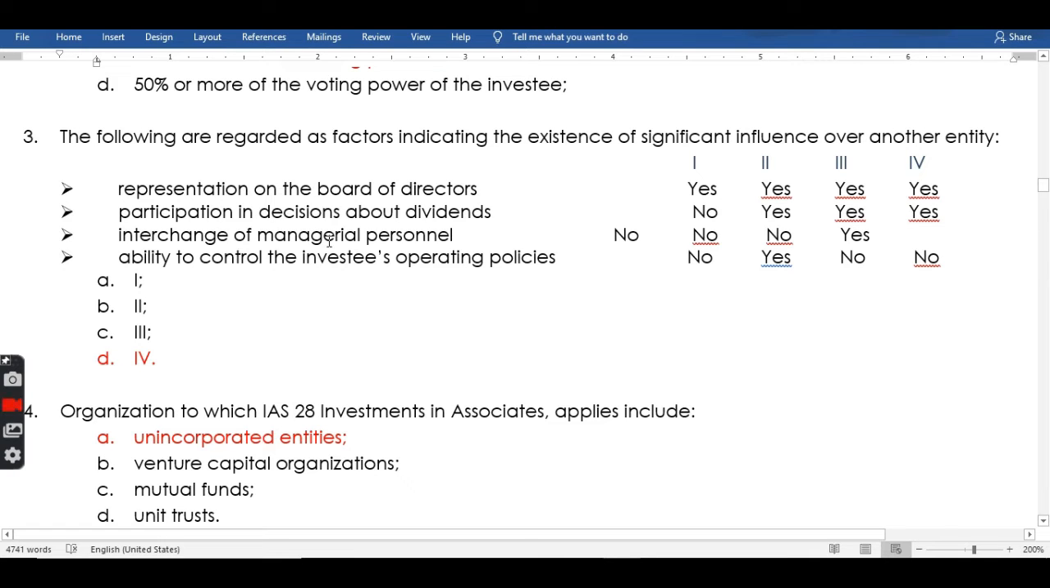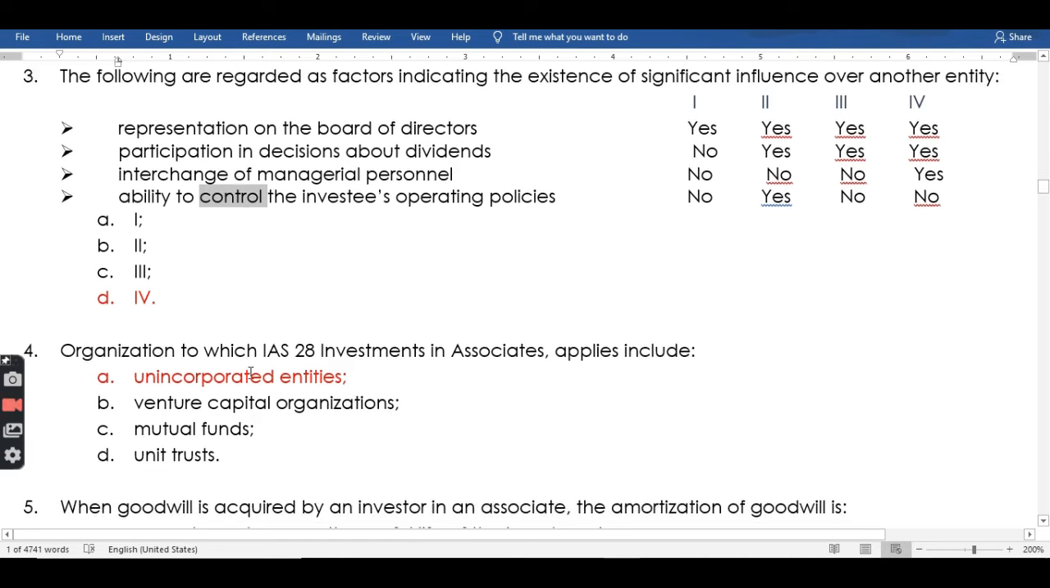Okay. Interchange of managerial personnel or key management personnel. So, yes din yun. Okay, tapos ability to control the investees operating policies, no yun. Okay, hindi natin pwedeng i-control. Pag may control, yun ay subsidiary na. So, ibig sabihin ang lalabas ay yes, yes, yes, no. That is going to be letter D.